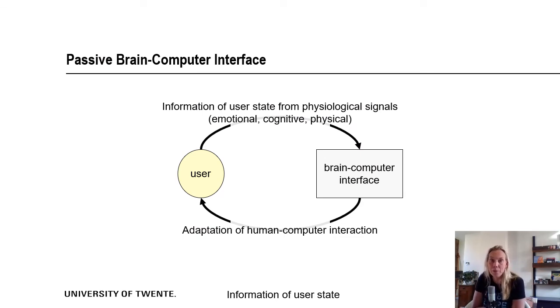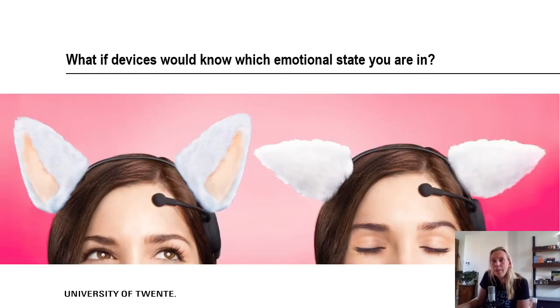Finally, a passive brain-computer interface. And this is nowadays much looked into, especially when we want to make more natural user interfaces for people. What if we can extract information of the user state from physiological signals? For example, information about your emotional state, your cognitive state, or your physical state, and use that to adapt human-computer interaction. The Nekomimi that I showed in a past lecture is a nice example of such an attempt. What if the device would know which emotional state you are in?